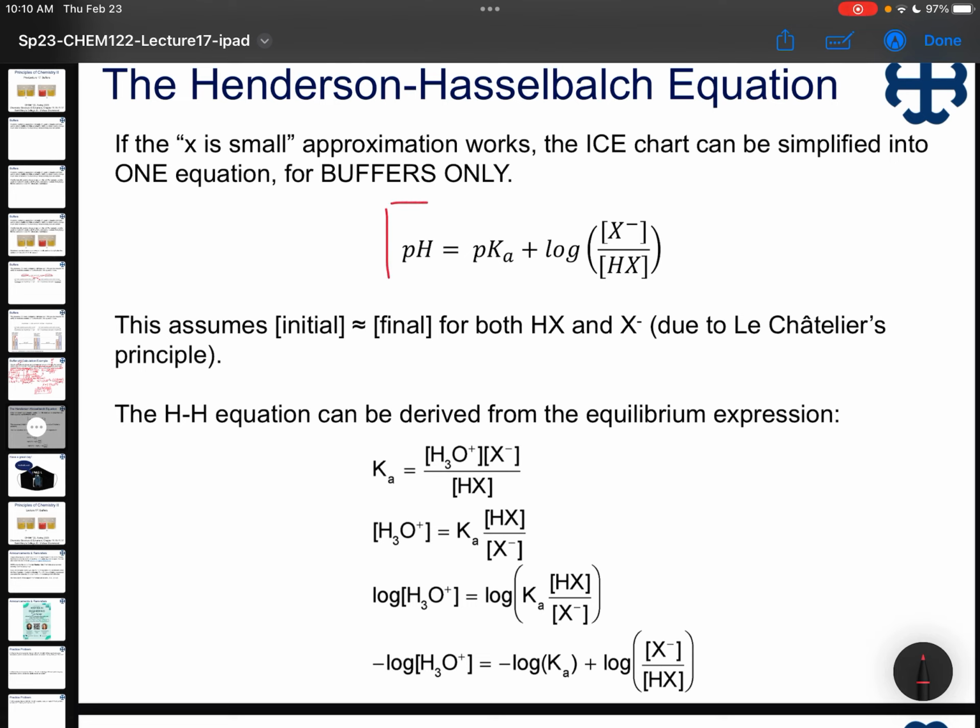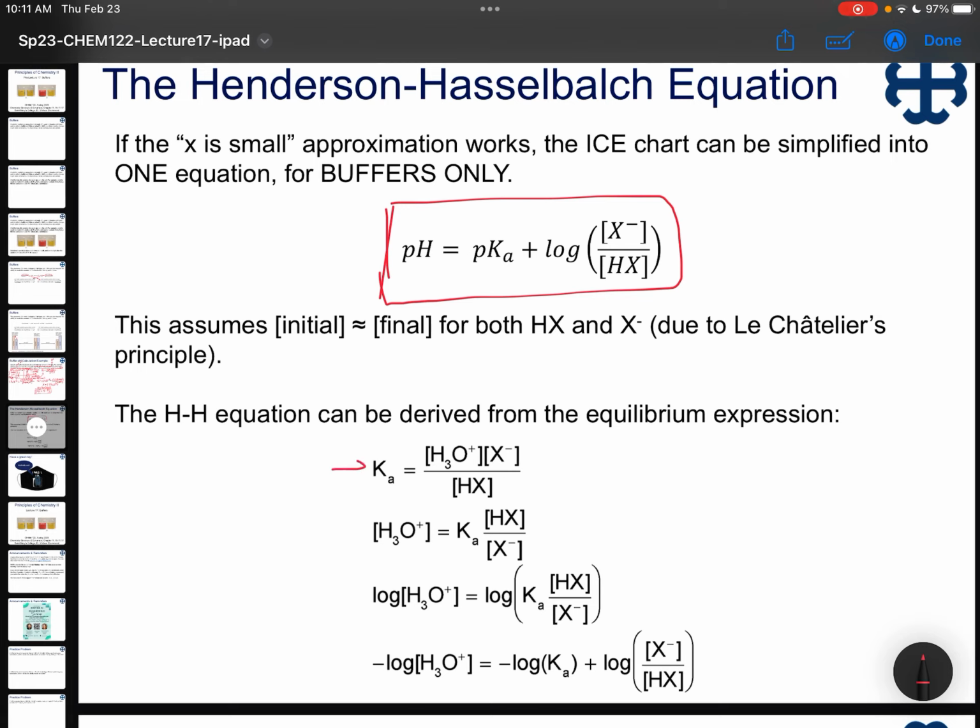That's this equation right here. This is called the Henderson-Hasselbalch equation. And our key assumption here is that our initial concentration is going to be about equal to our final concentration for both our weak acid and our conjugate base. And ultimately, this is due to Le Chatelier's principle, right? If we have close to equal amounts of reactants and products, our reaction just isn't going to change all that much. This is ultimately derived from our Ka expression here.